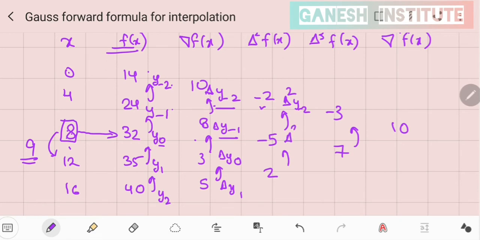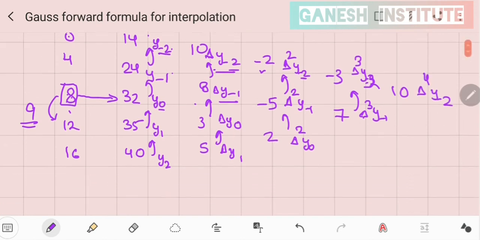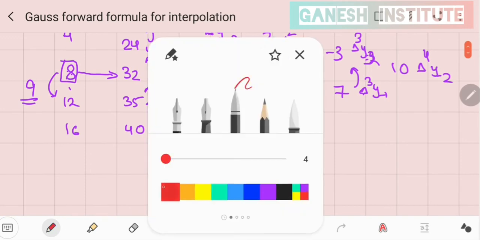Then keep moving on: del square y minus 1 is minus 5, del square y naught is 2. Then again this would be del cube y minus 2, because this is going to be the same. And then del cube increases one number, minus 1, and this would be del 4 y minus 2, right? So these are your values.